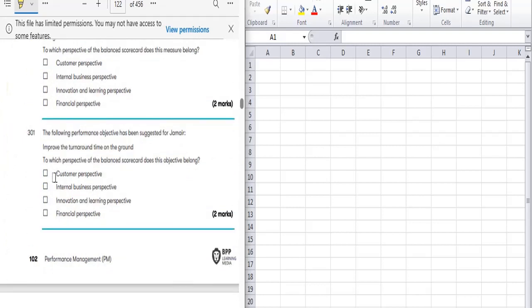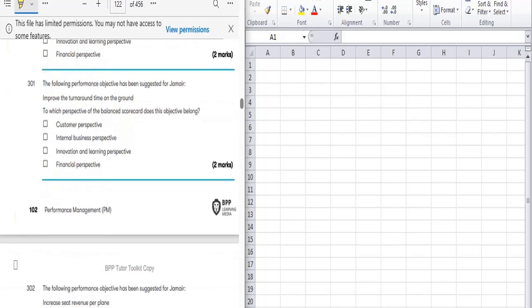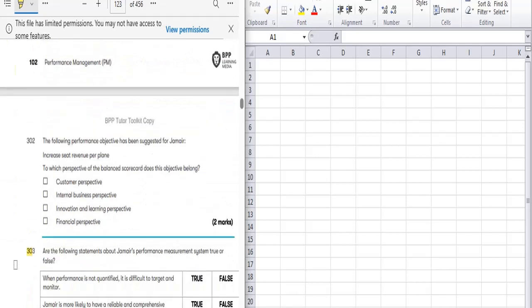Again, this is not about how the customer sees it, and it's not related to innovation and learning as well. And neither is it an item which we can find in the financial statement. So it's also not related to the financial perspective. Okay, so here we go for the next question.